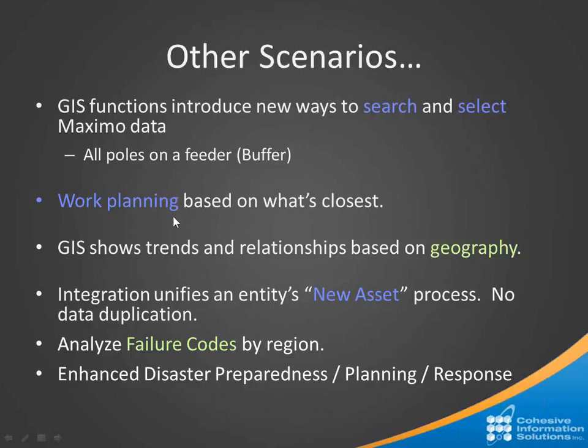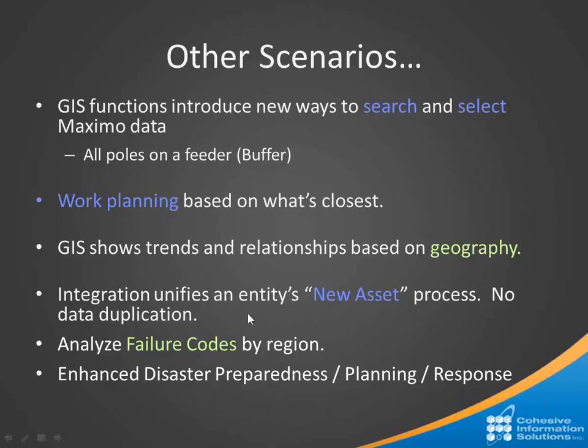One of the easiest things for people to start doing is work planning based on what's closest. So I can reduce the number of truck rolls to go out and service a certain area if I can see that, well, I'm going out to a certain address, but I see a PM that's coming due within that same neighborhood on a different asset. So let's just go ahead and take care of it while I'm there. Or I can start to bundle work together and let crews work on things that are in the same proximity. Again, GIS shows trends and relationships based on geography, like we've talked about before.